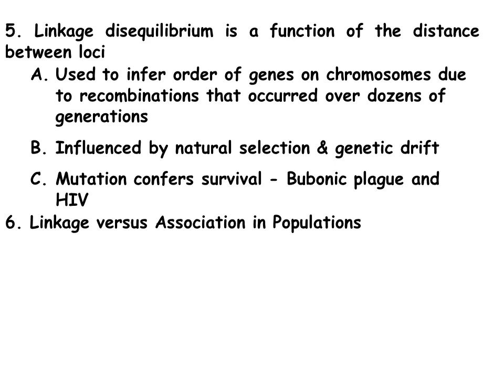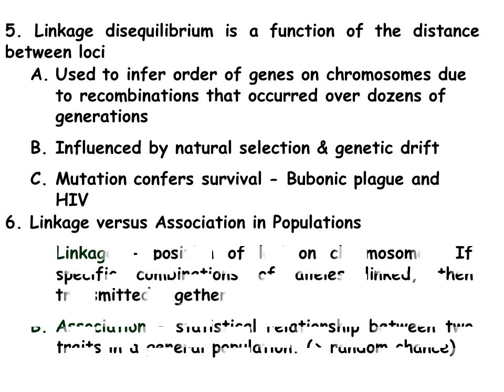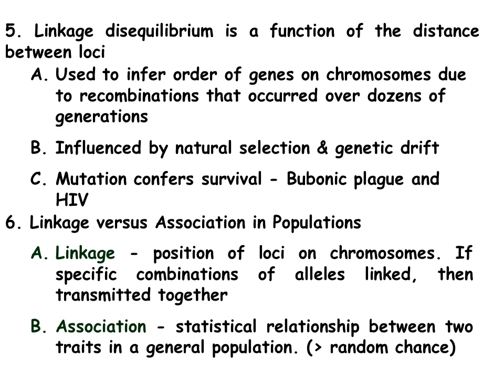Then you have to realize that you have associations in populations, and they may not be true linkages. If there's a linkage, then the position of the loci in the chromosomes, and we're talking about close and specific combinations of the alleles, will then be linked and transmit together. If it's just an association, it's going to be a statistical relationship between two traits in a general population, and it'll be a little bit greater than random chance, but it's still a probability.